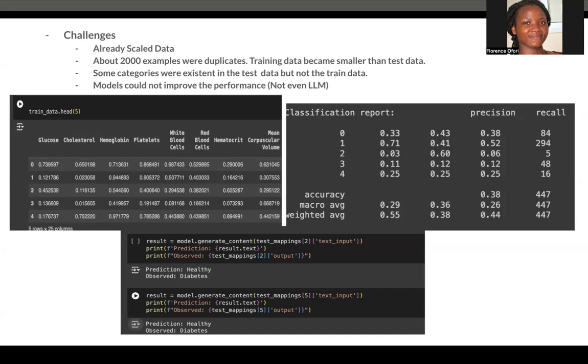training the model. It got to a point where I even tried to swap the training data for the test data, but it didn't improve model performance, not even when I fine-tuned the large language models. Some categories were also present in the test data but not in the training data, and so I had to take those out as well.